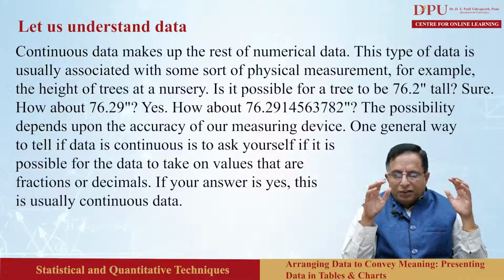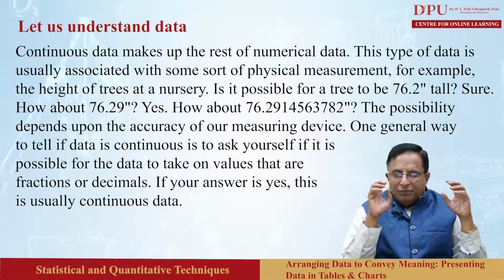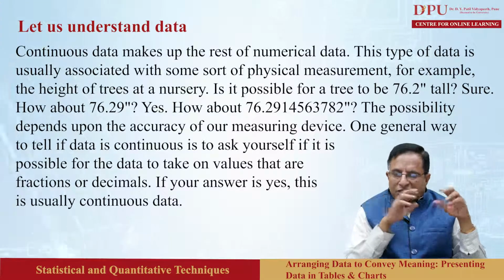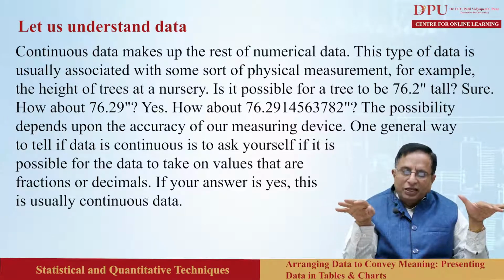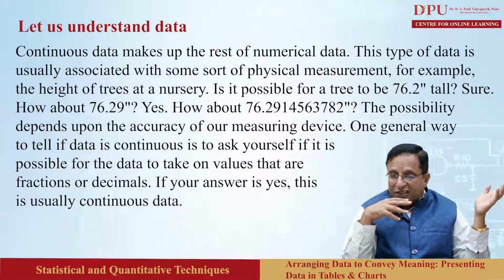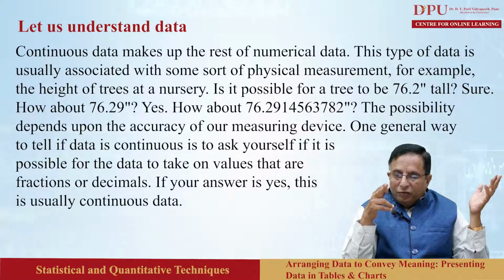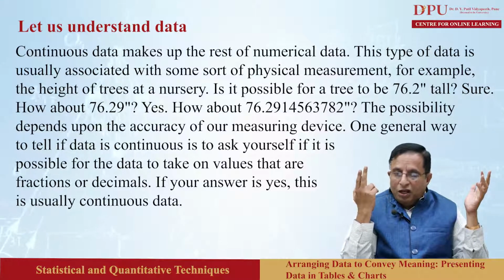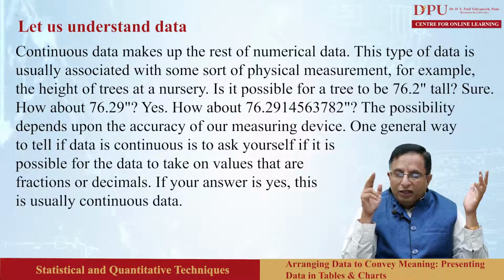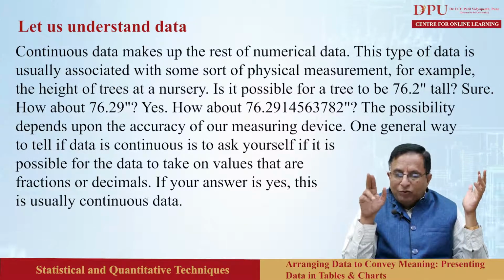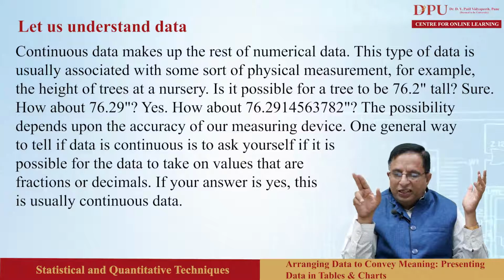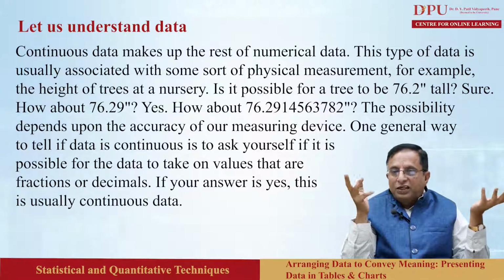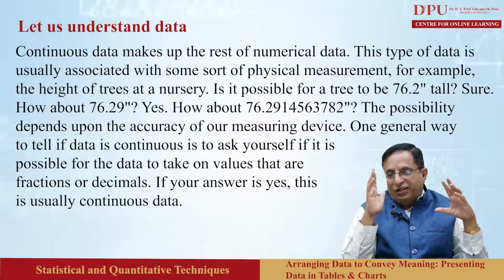Continuous data makes up the rest of the numerical data. This type of data is usually associated with some sort of physical measurement. For example, the height of a tree at a nursery. Is it possible for a tree to be 76.2 inches tall? Sure. How about 76.29? Yes. How about 76.2946563782? The possibility depends upon the accuracy of our measuring device.